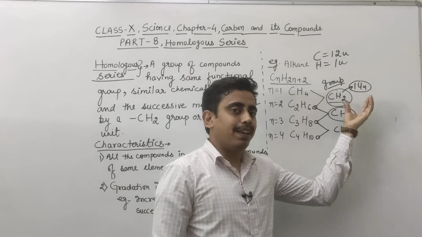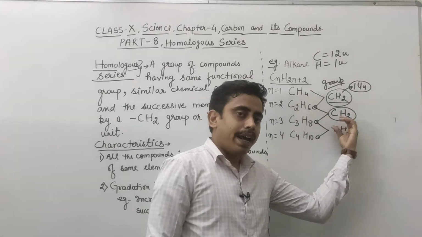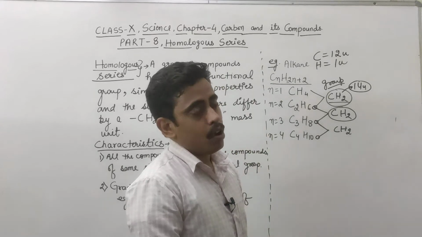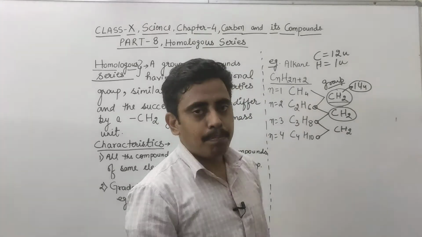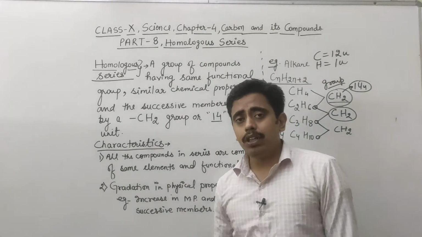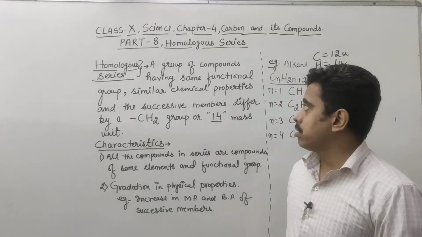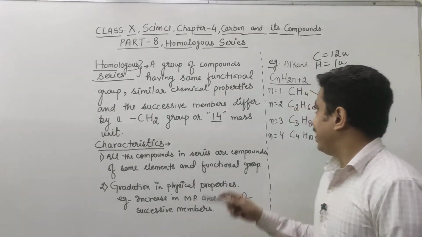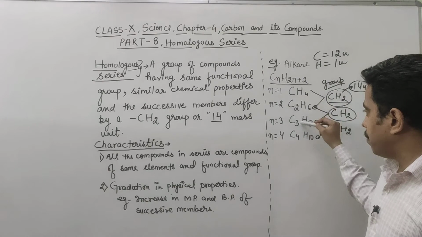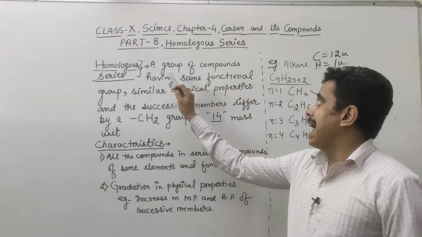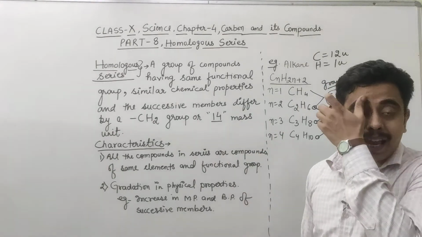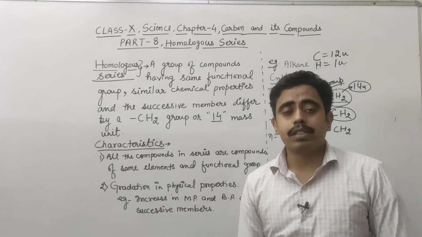A series in which there is a difference of 14 molecular mass in each successive member is known as homologous series. So let's see the proper definition of the homologous series. You can see it from the board also. It is a group of compounds having the same functional group. Alkanes have the same functional group.